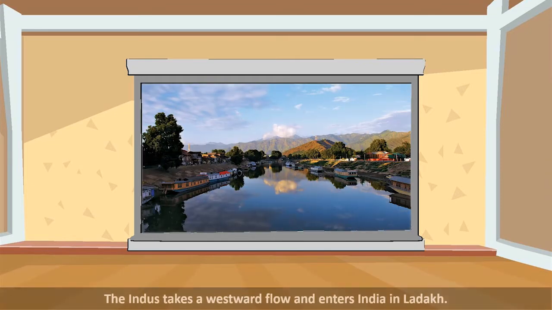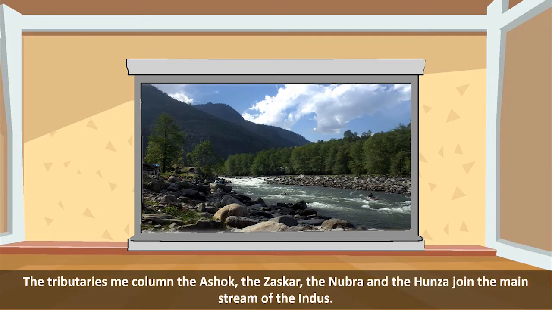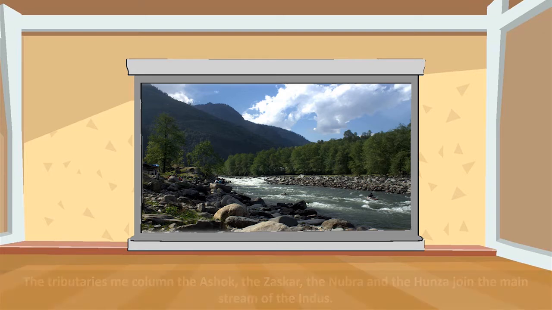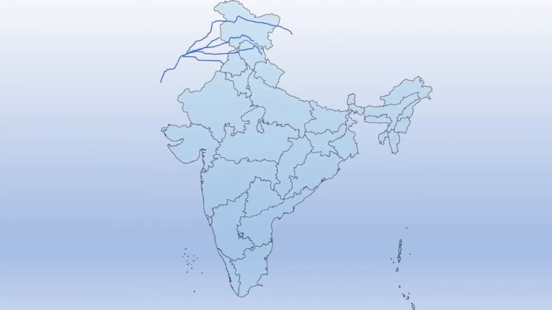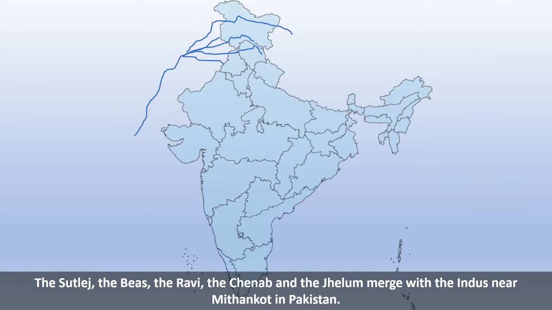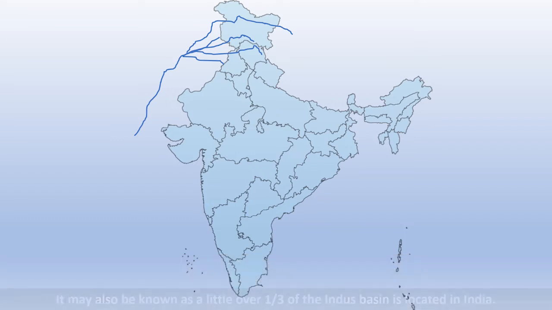The course of the river gradually shifts towards the west and enters India through Ladakh. The tributaries of the river Indus are the Shyok, Zaskar, Nubra and the Hunza. The Indus River flows to various locations and emerges from the mountain in Pakistan. The rivers of India, such as the Satluj, the Beas, the Ravi, the Chenab, and the Jhelum, drain into the Indus in Pakistan. Indus is one of the longest rivers in the world. It eventually flows into the country of Pakistan.